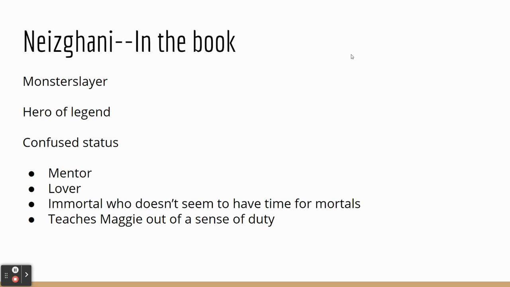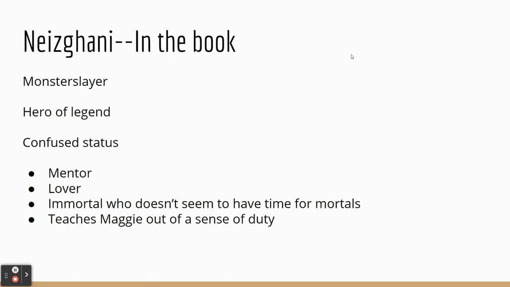Is he Maggie's mentor? Is he Maggie's lover? Is he an immortal who doesn't have time for mortals because they're all going to die, and he kind of keeps his distance? So he's kind of just this guy who goes and kills monsters and uses mortals as he wills, I guess. When he teaches Maggie, is it out of a sense of love for mortals, or is it out of a sense of duty because he didn't get all of the monsters before they got to her?